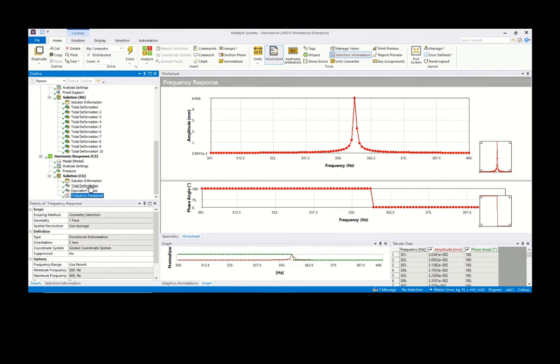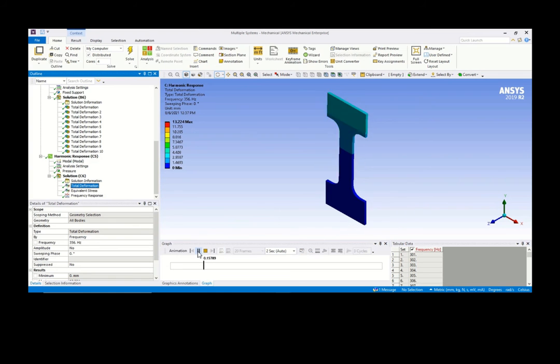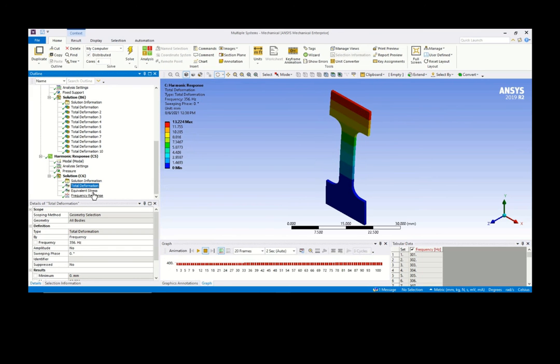If you look into the total deformation at 356 hertz, it's actually vibrating or deforming like this, at a total deformation of around 13 mm. It's a lot, right? 13 mm. If this is vibrating at 13 mm, the equivalent stress that is induced is actually 2,700.